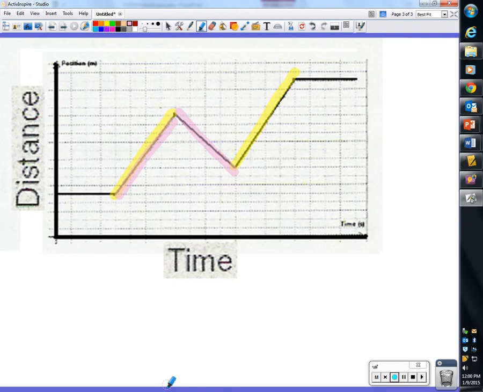However, what about the 2 pink lines? Those look pretty much to me like opposite slopes. Meaning what? If they have opposite slopes, that means the number is the same, but one's positive and one's negative. What would that mean about their speed?